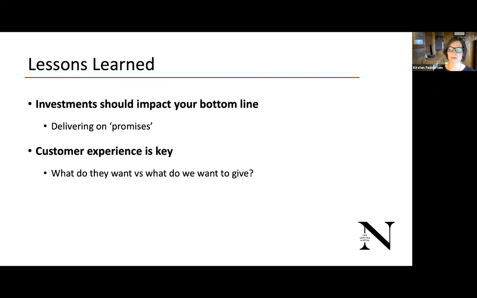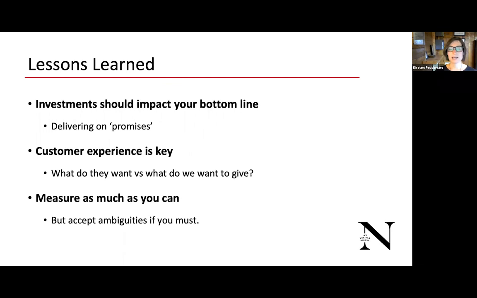Customer experience is key. What I've seen across several of the institutions that I've worked for is that we sometimes forget, and I've been guilty of this myself, that what we want to give is not necessarily the same as what the customer wants. And so we need to put ourselves in their position and really look at what this looks like from a communication perspective. I think COVID has challenged all of us on that point. And so we need to make sure that we're always taking that perspective into consideration.